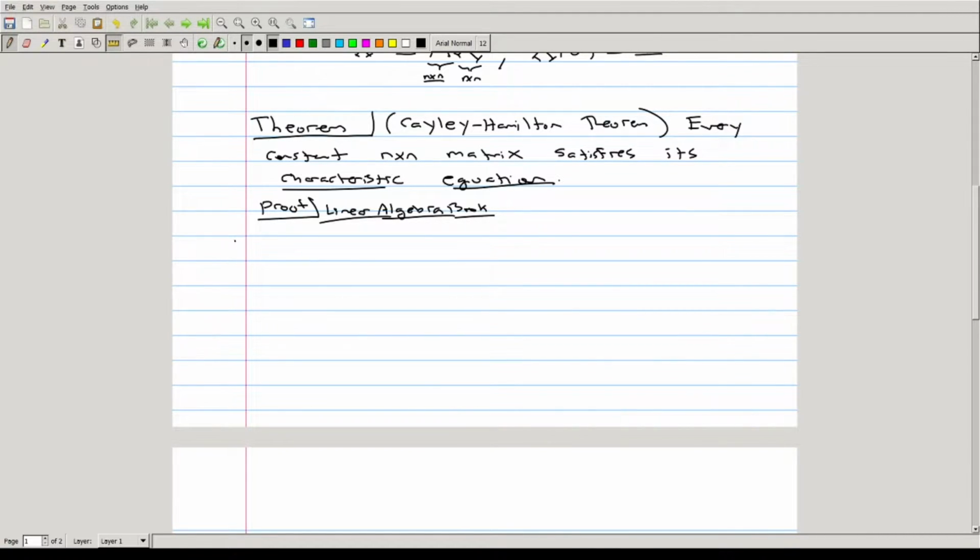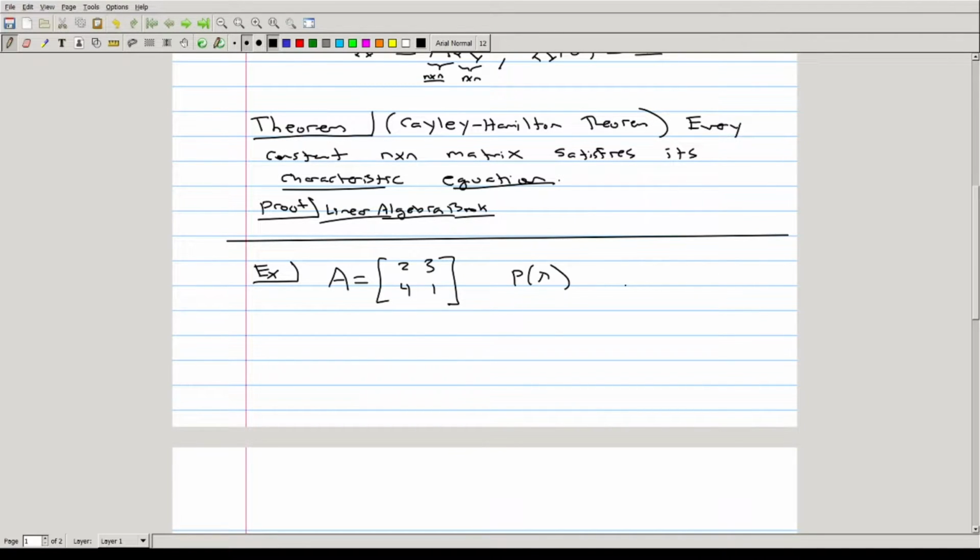However, what does this mean? Well, let's go through and look at an example. We take the matrix A is equal to 2, 3, 4, 1. The characteristic polynomial P of lambda for this matrix will be 2 minus lambda times 1 minus lambda minus 12, which is lambda squared minus 3 lambda minus 10.